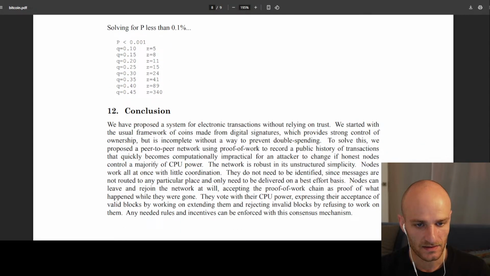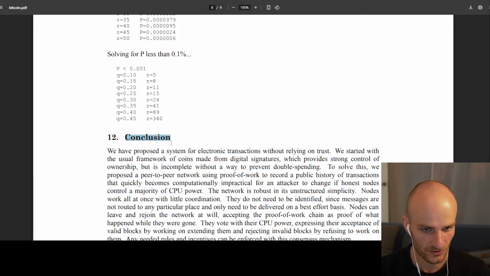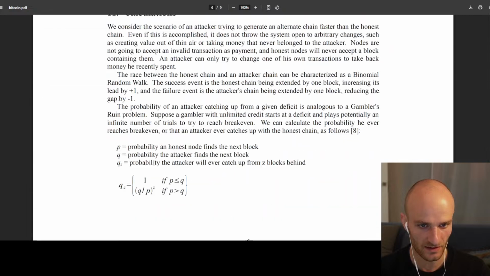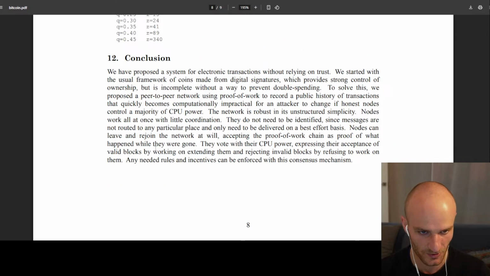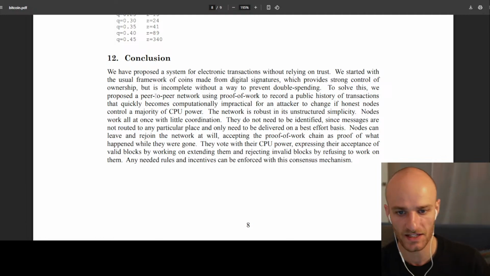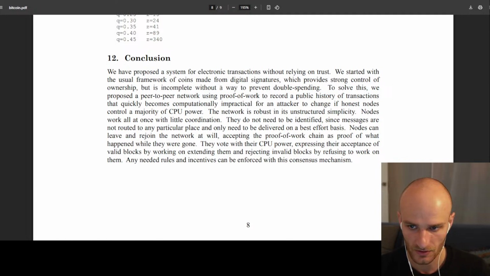Okay, so here we have the conclusions already, and this chapter is, I will say, a way to draw conclusions on this paper, on this system that has been proposed. And the author says, we have proposed a system for electronic transactions without relying on trust. We started with the usual framework of coins made from digital signatures, which provides strong control of ownership, but is incomplete without a way to prevent double spending. To solve this, we proposed a peer-to-peer network using proof of work to record a public history of transactions that quickly becomes computationally impractical for an attacker to change if honest nodes control a majority of CPU power.